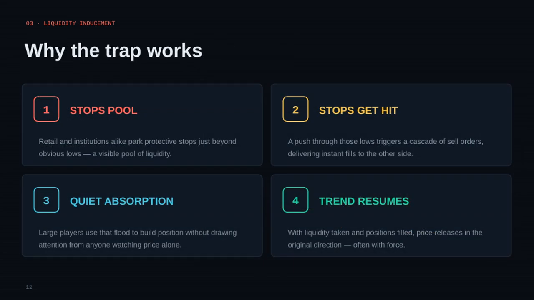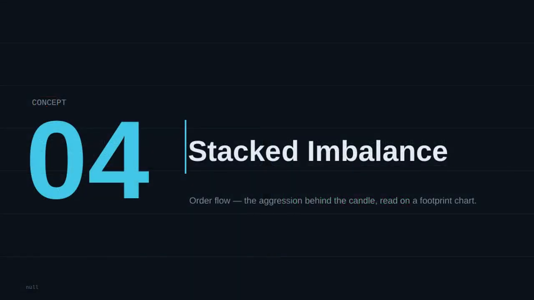Why the trap works: stops pool beyond obvious lows. The push-through triggers a cascade of orders. Large players quietly absorb that flow, and once liquidity is taken, price resumes in the original direction, often with force. Concept 4, stacked imbalance, order flow, the aggression behind the candle, read on a footprint chart.